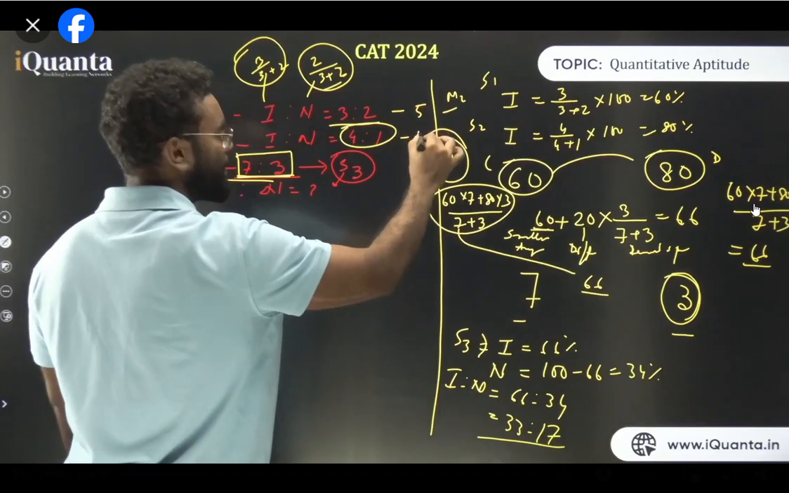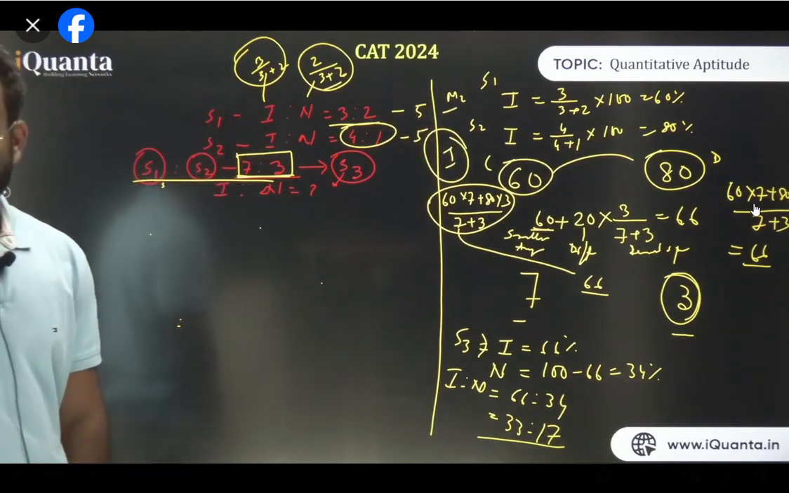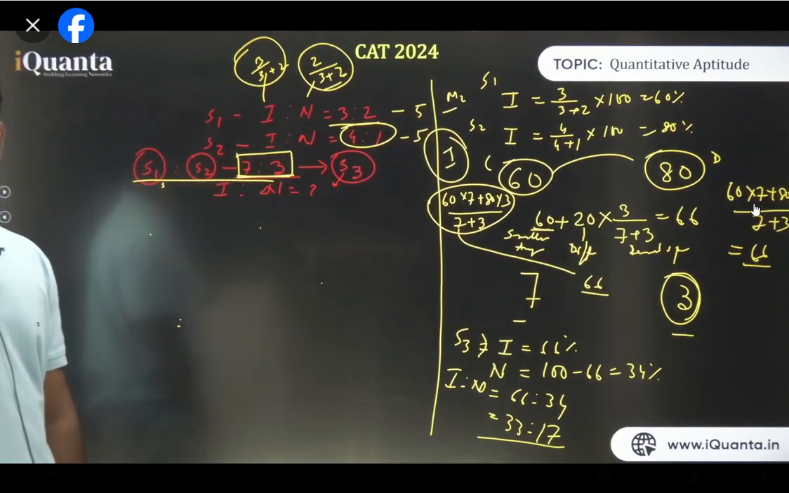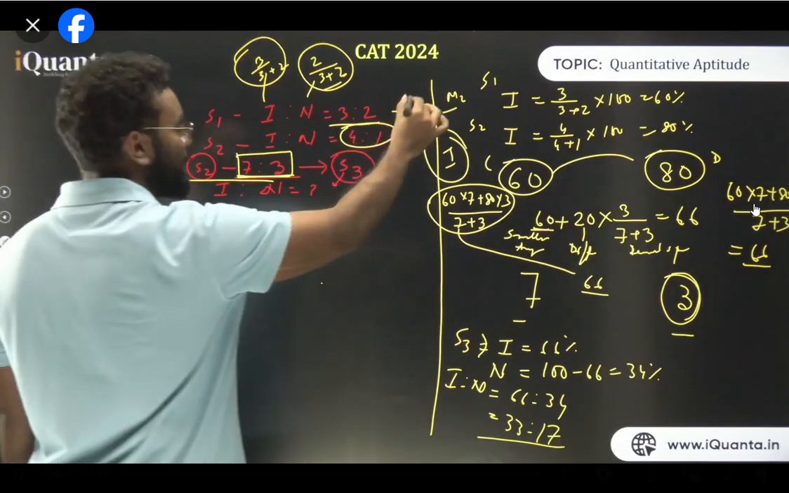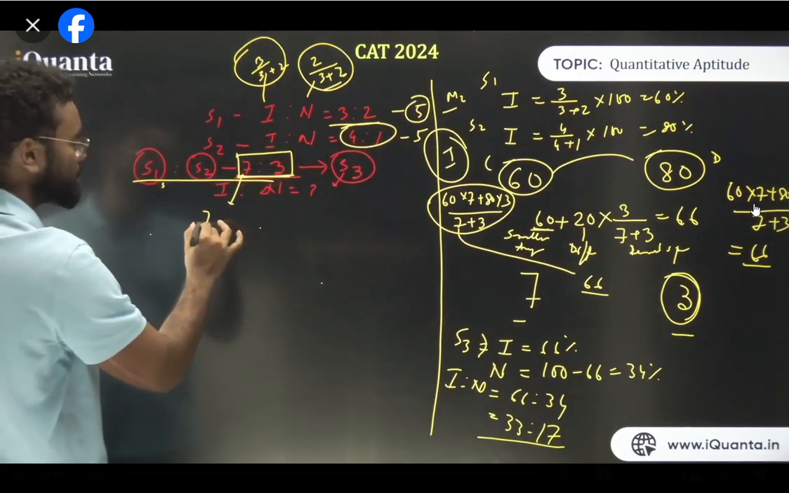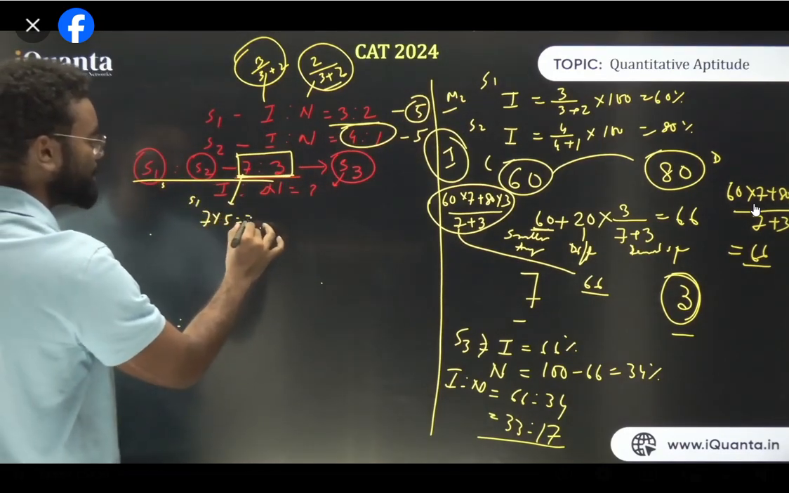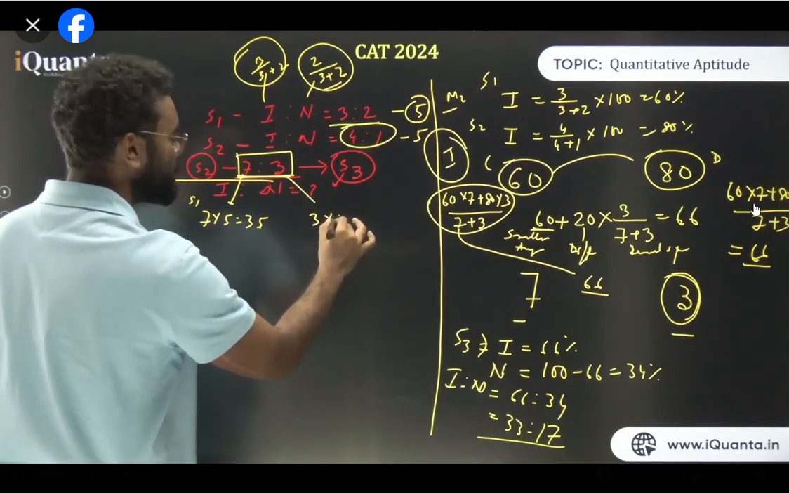That is 5, that is 5. 3 plus 2 is 5 and 4 plus 1 is 5. Clear? So both are 5. So if both are 5, in case of 7:3, I can write S1 as 7 into 5, that is 35 units, and S2 I can take 3 into 5, that is 15 units.